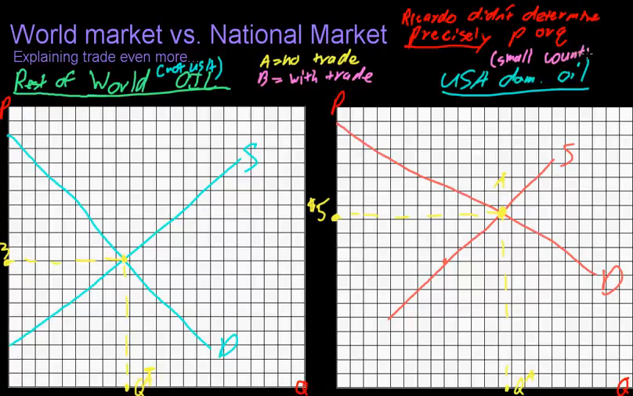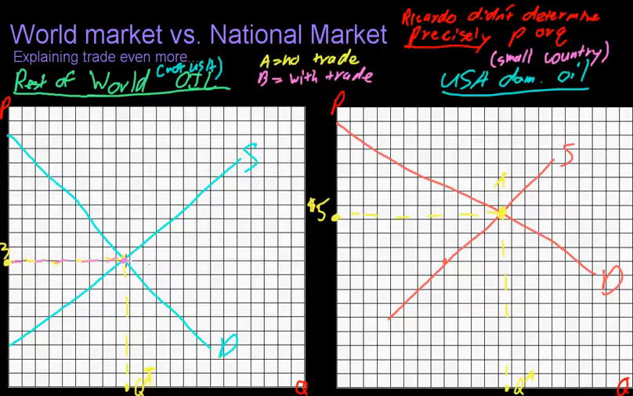And in reality, the US market does affect the world market for oil, but we're not going to get into that complexity here. So let's imagine that the USA has no effect on the world demand for oil. So we open up trade and world demand stays exactly the same. So the world price then is going to stay exactly the same.